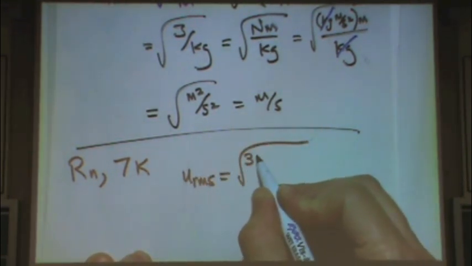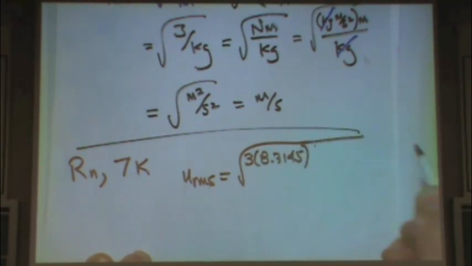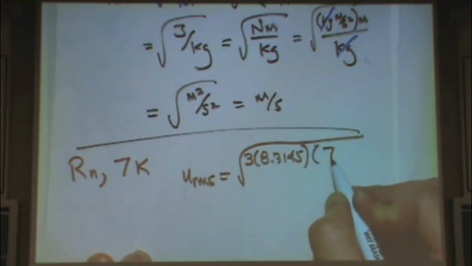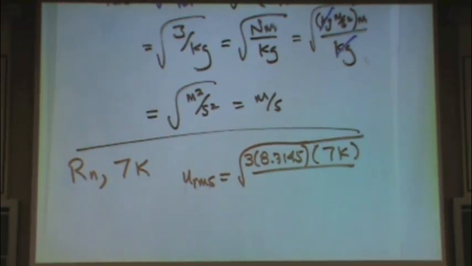So 3R is 8.3145 joules per mole Kelvin. There's R, that's a constant. T is 7 Kelvin. Does anybody know why this temperature would not work? It's a fine number, it's a beautiful number. Why would this temperature not work for this problem?